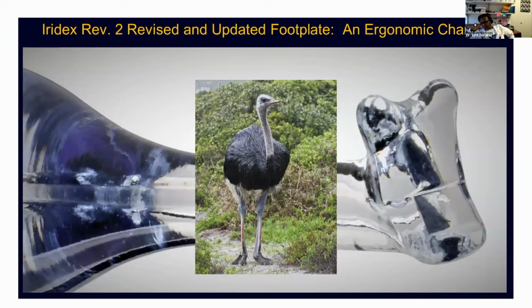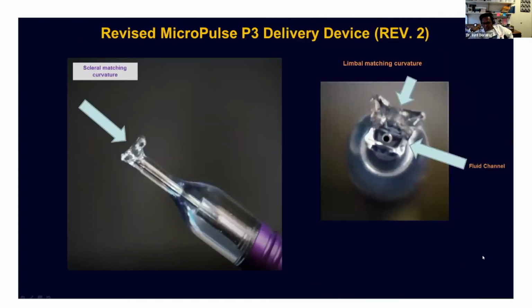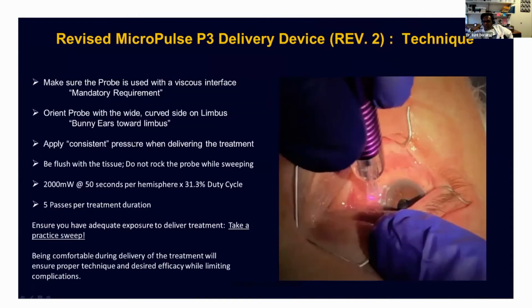It has a very good advantage in that it sticks on the globe. I'll show it to you. This is the tapered edge, which looks almost like a sports car. This is the back side, and these are the bunny ears that go towards the limbus. The main advantage is the curvature. The front curvature blends with the limbus, and the back curvature blends with the sclera. This way you have more contact with any viscous interface that you're using.